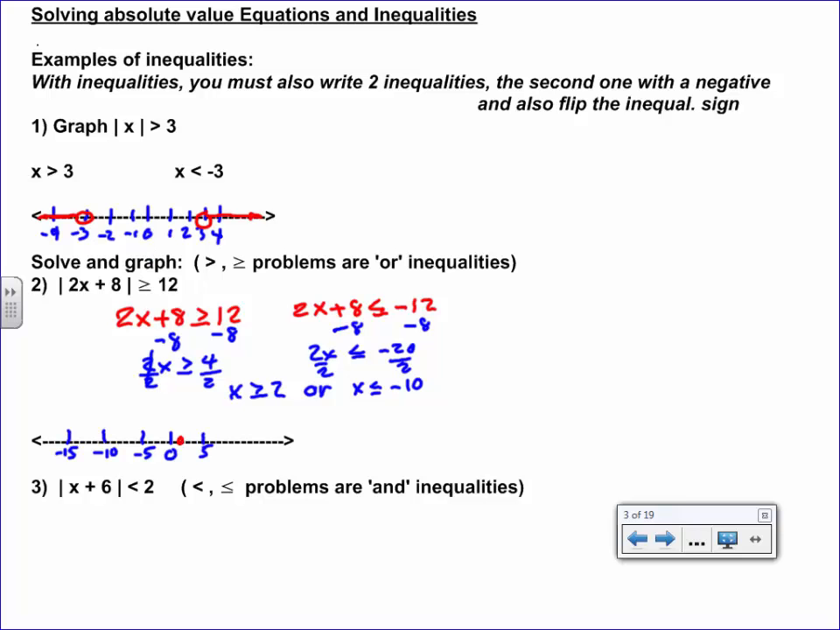Greater than or equal to 2, or less than or equal to negative 10. So any value in these shaded areas, everything from positive 2 up or negative 10 down, will be true if you plug it in to the absolute value equation. If you picked a number that's not shaded, like negative 5, it will not be true.